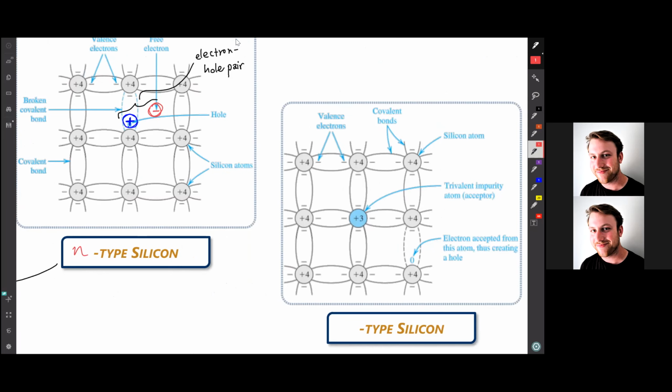Okay, you can probably guess what type of silicon this is by process of elimination. P-type. And it's the same concept, just flipped. So we have some acceptor, which again accepts electrons.